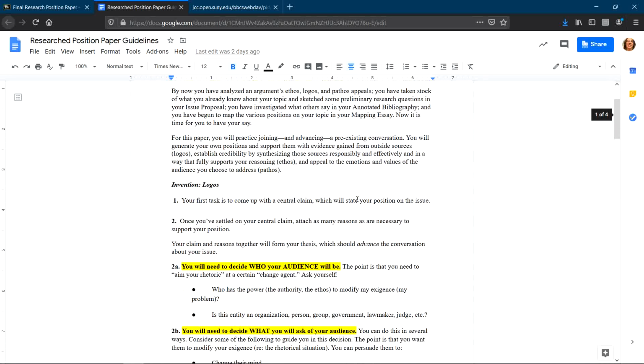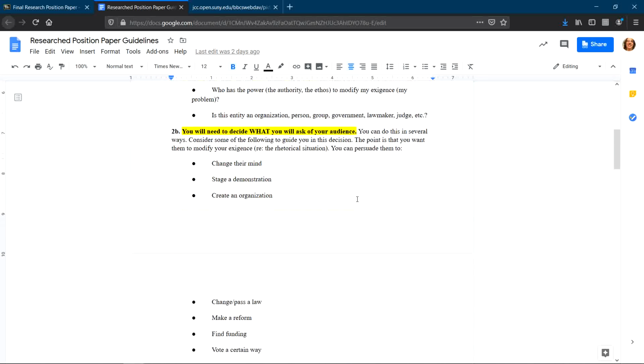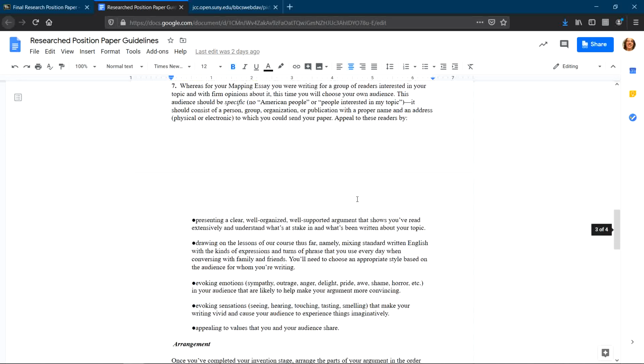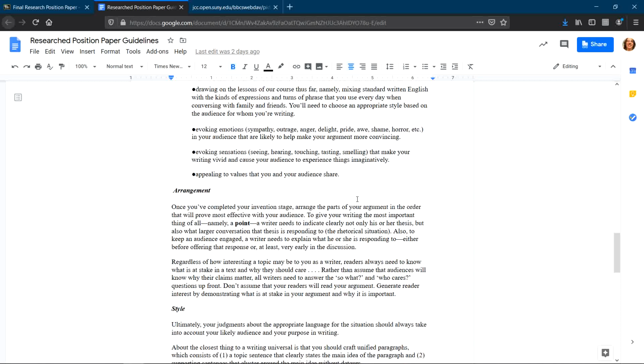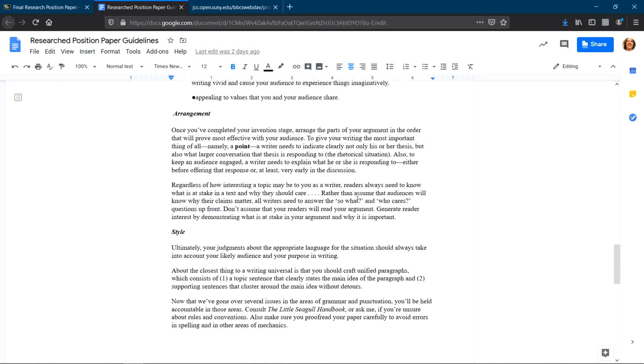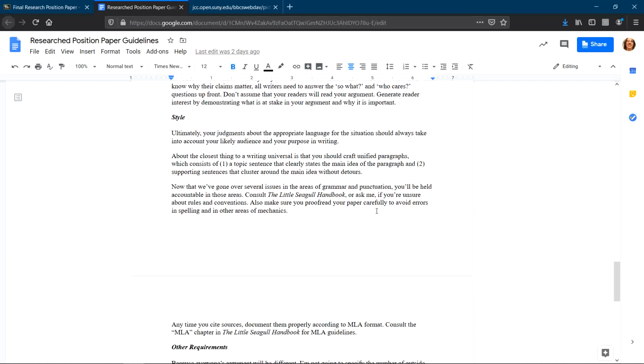It tells you how to do invention for the thesis and also for logos, ethos, and pathos. Again, that's all stuff I hope you're familiar with, especially after taking Comp 1 and Comp 2. So please be sure to take a look at that. And it also tells you what you should be including. You should be including in-text citations and a works cited page. It's extremely important at this point, especially for the final paper.